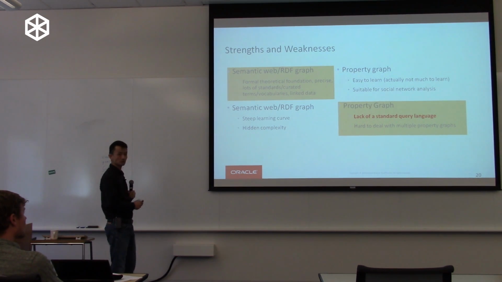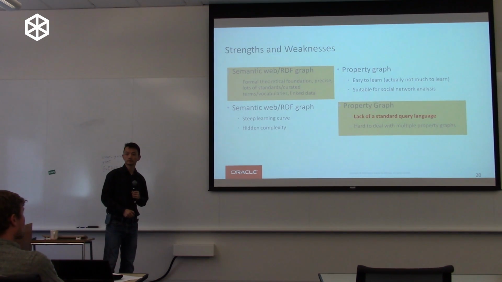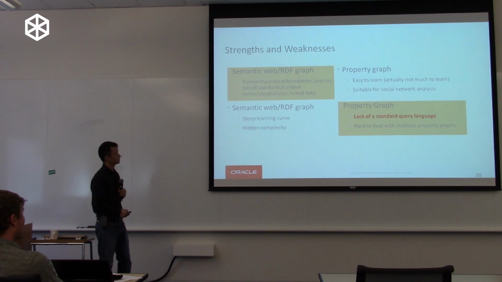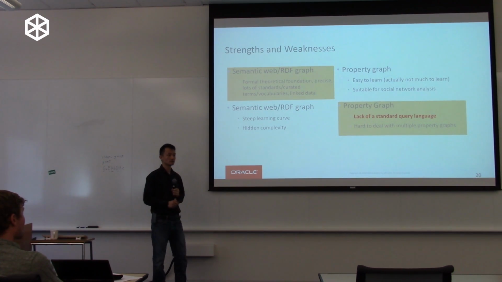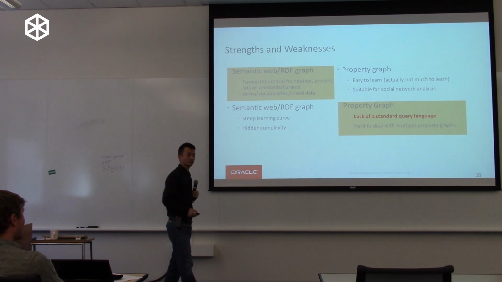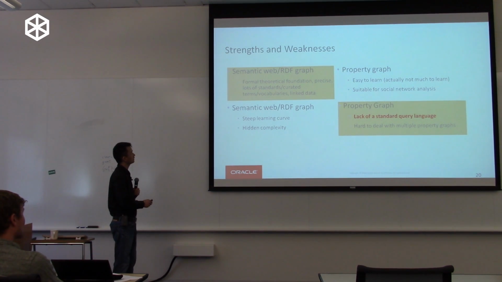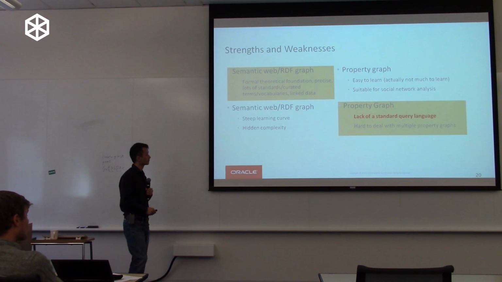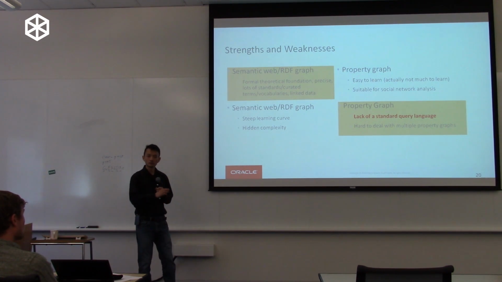Now let's look at the not so pretty side. For semantic web and RDF graph, the learning curve is steep. And also there's hidden complexity. What do I mean by this? Sometimes you will see folks give you a SPARQL query 20 pages long. Java may have an even more sophisticated SPARQL query. So there is a lot of hidden complexity here. The language itself looks nice, but if you don't use it carefully, you can shoot yourself in the foot.